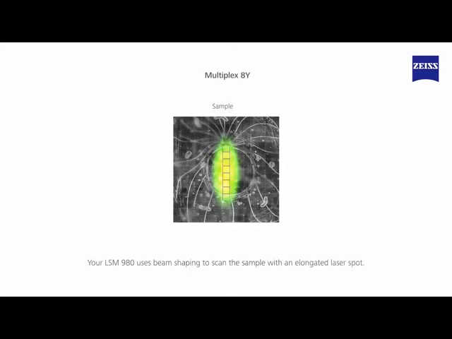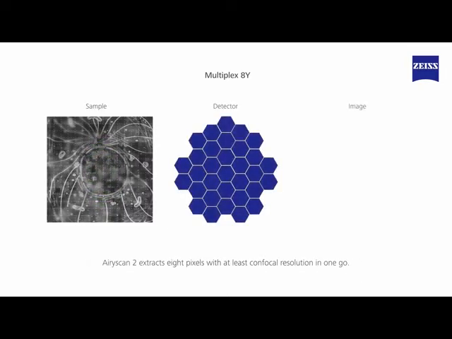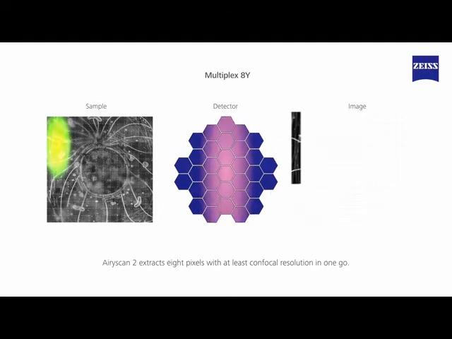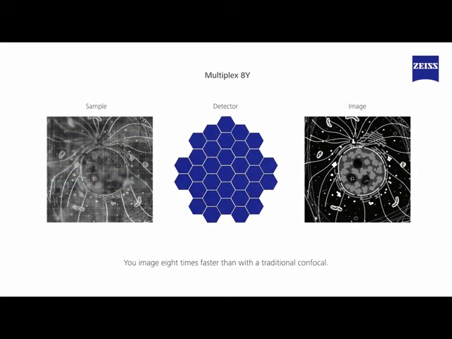So here we shape the beam going in. We spread that light over 8 pixels instead of 1, and we image that onto the Airyscan detector. And by doing that, we can go much quicker because we sample 8 pixels at a time. We also have the benefit in that by spreading the light over those 8 pixels, the illumination is gentler. So again, you get a reduction in phototoxicity and bleaching.